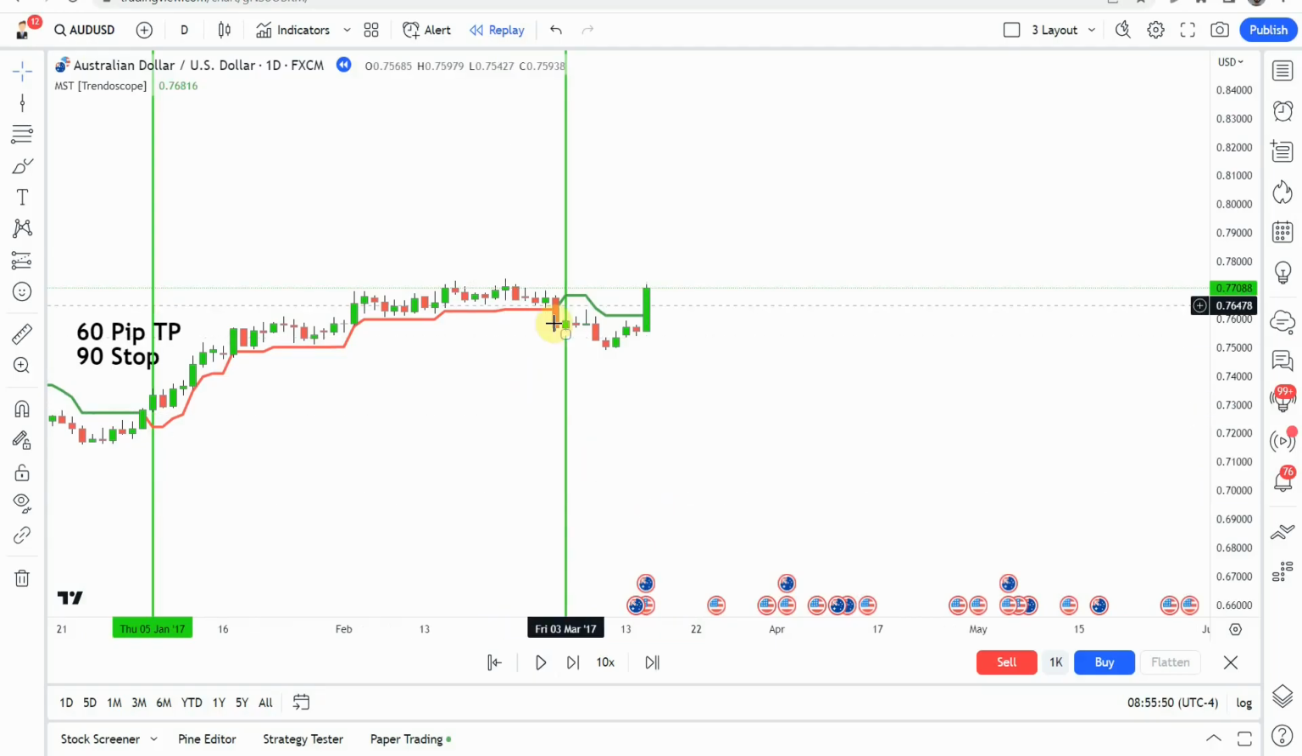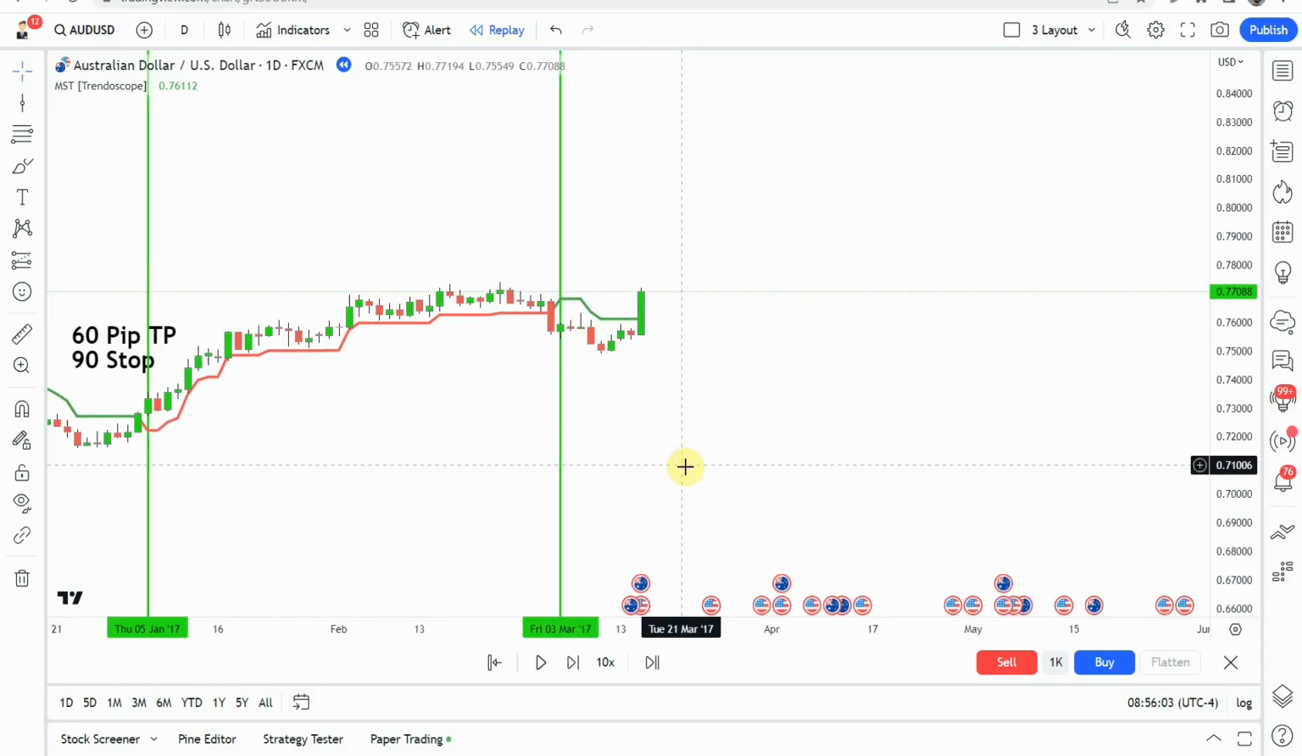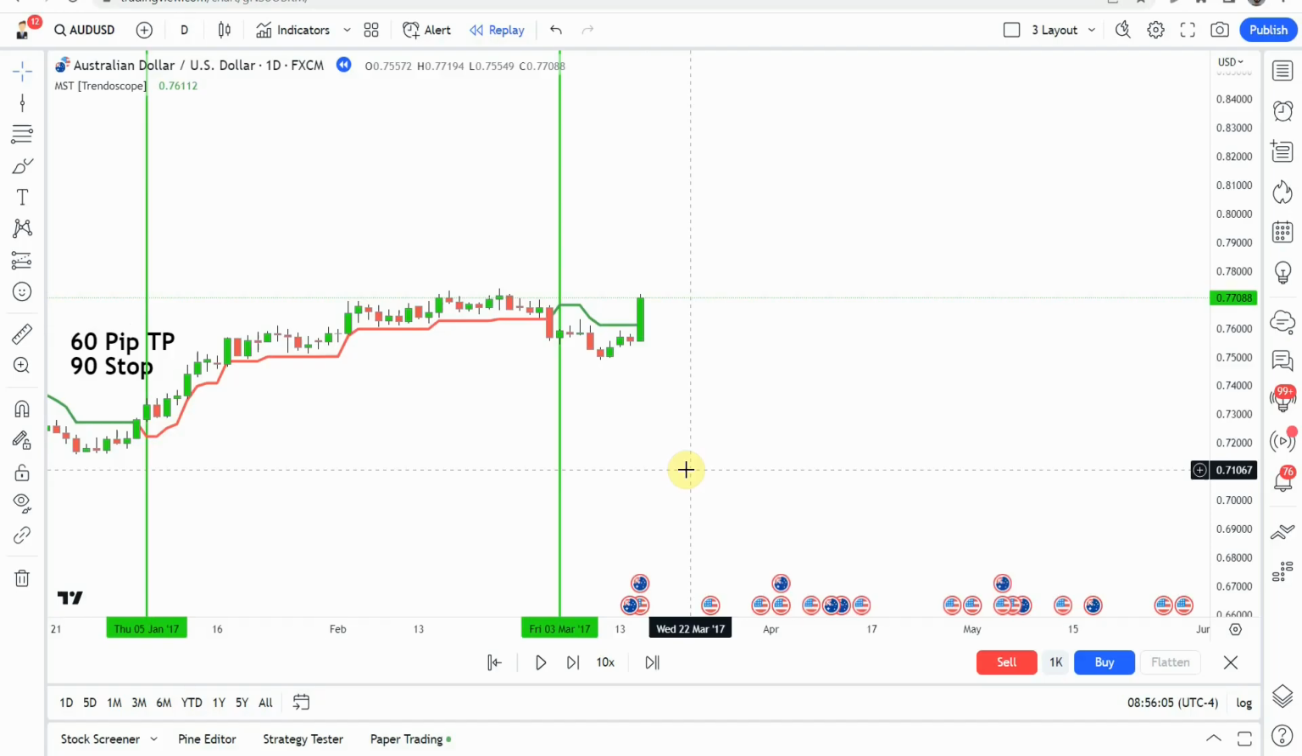Alright, so we pick up a short signal right here as we get that break to the downside and the coloration change in the line right here on this one. And we get a little push to the downside. It isn't huge, but it is enough to get us to our take profit. And so what I'm going to do now is go ahead and fast forward through the rest of the testing. That way things don't get too long, and we'll pick this up when we're at the end of the year.